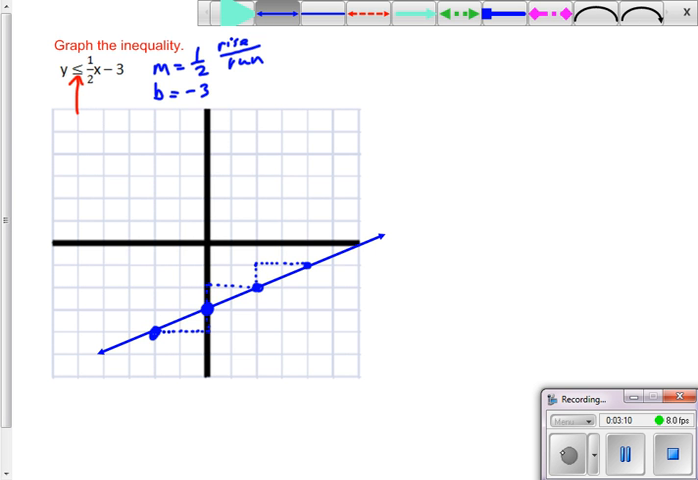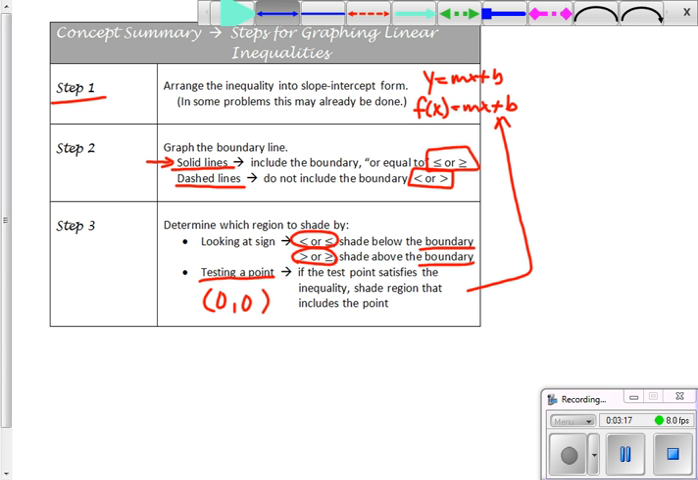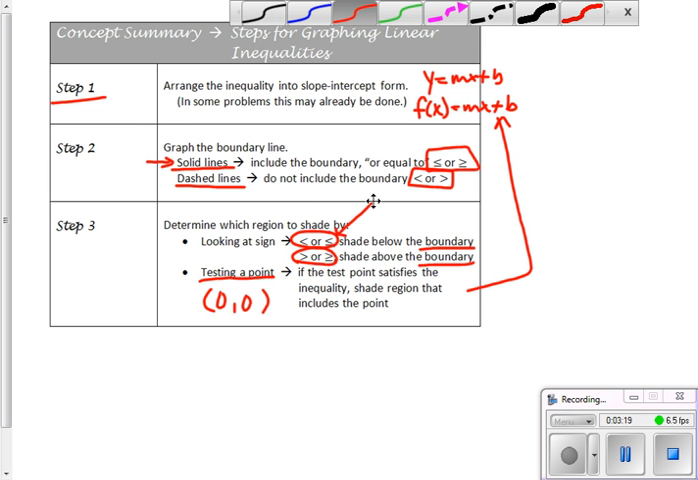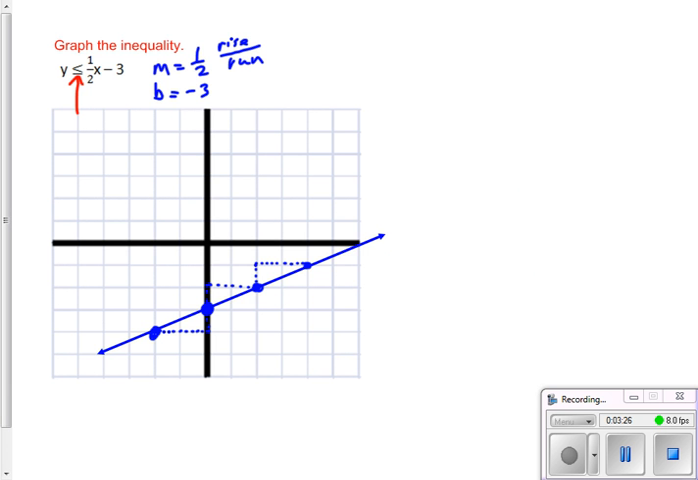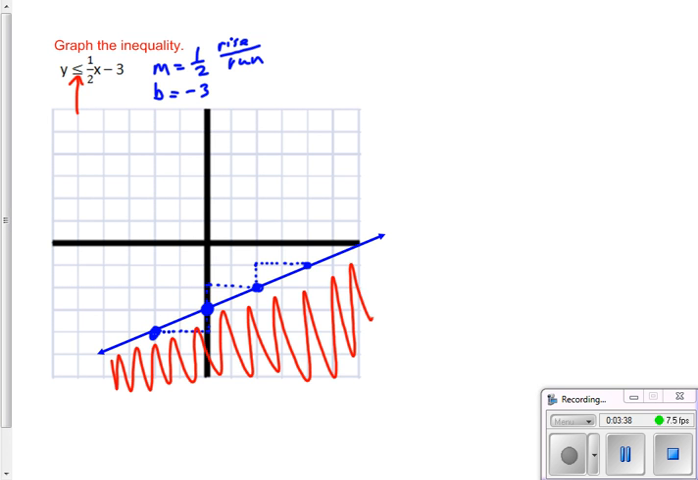Your third and final step is to do your shading. Now if you look back on your table, it says when you have signs that are less than or equal to, you shade below the boundary line. So if I look back here, I have a less than or equal to. That is below the boundary line. So below the boundary line would be down here. This is where I would shade my inequality. All of this shading shows is those are all possible solutions that make your inequality true.